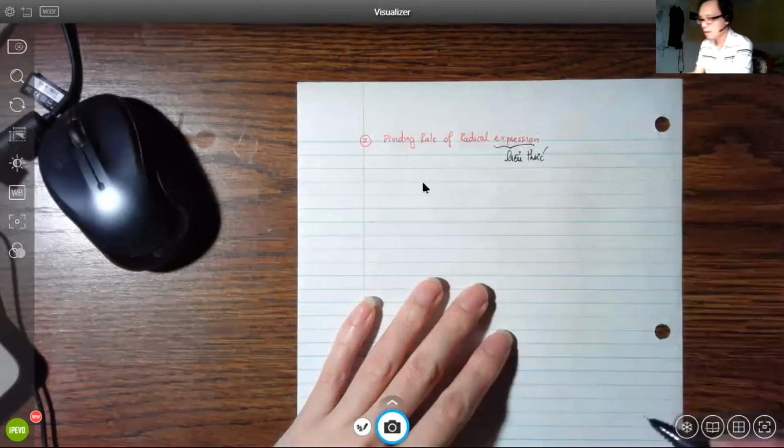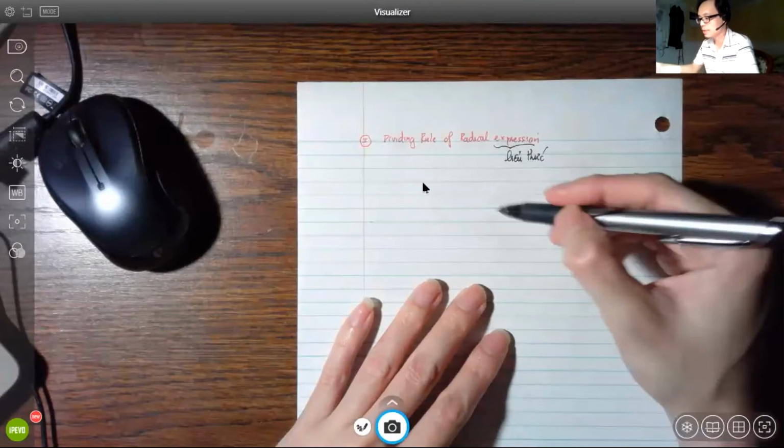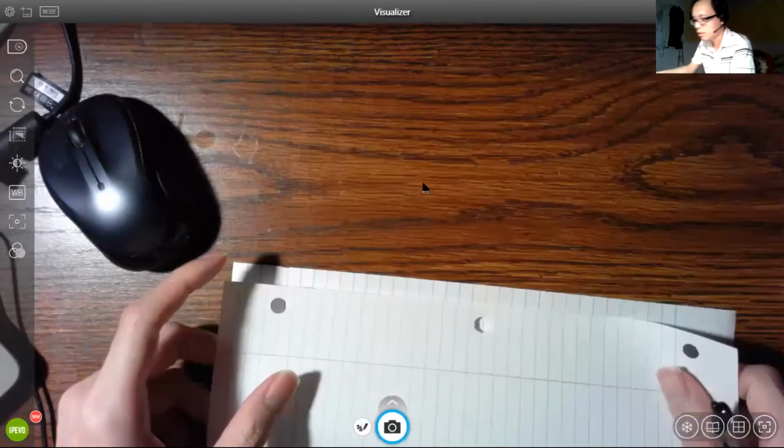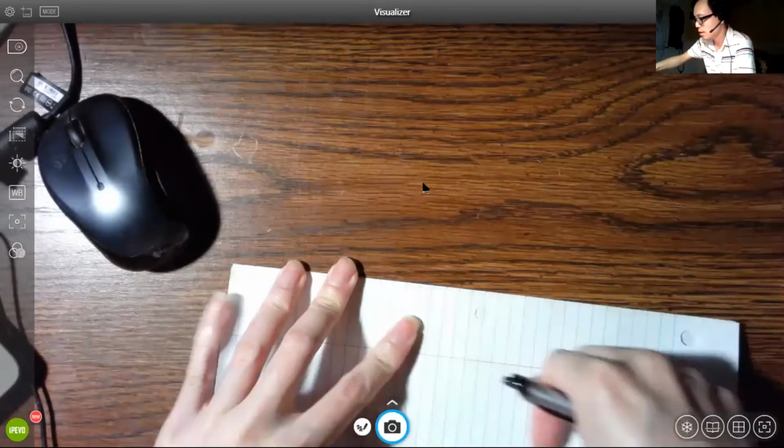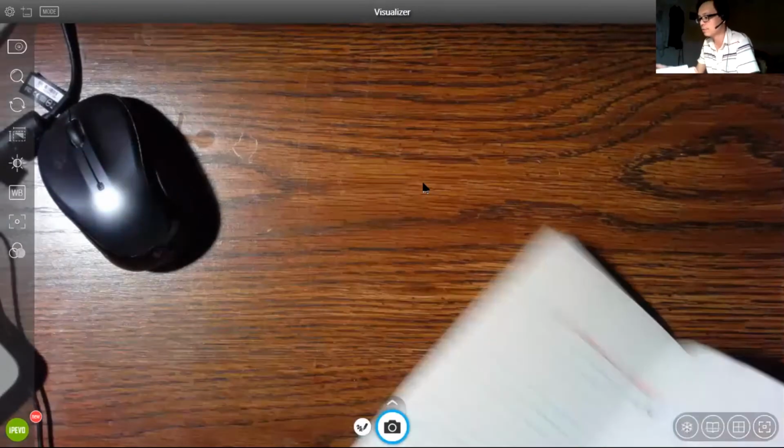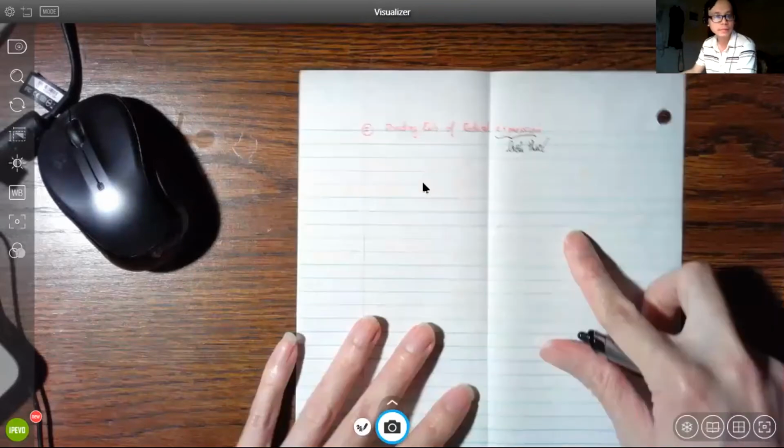Okay, so I'm going to divide this paper into half. On the right hand side again, I'm going to write all the vocabulary that you need for the lecture today. And I want you to memorize all of them.